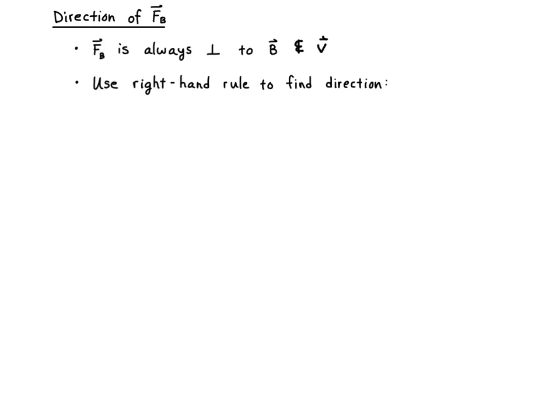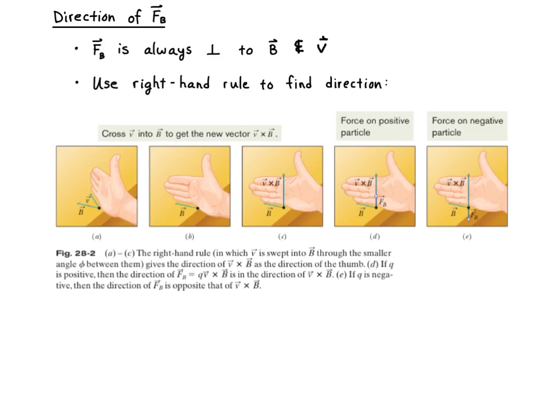Let's look at the direction of F sub B more closely. As we said before, the direction will always be perpendicular to both B and V. To find exactly what direction it will be, you'll have to use the right-hand rule. We've seen this right-hand rule before when we were looking for torque in 201. To refresh your memory, you put your fingers along the direction of V, the first vector, and then curl your fingers towards B, the second vector. Your thumb will then be pointing in the direction of the force.